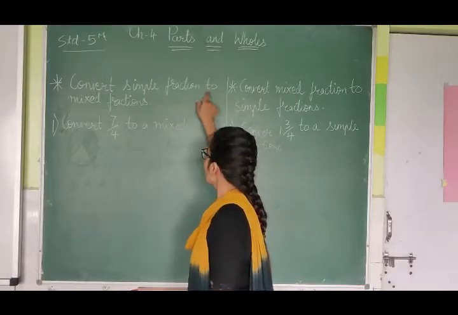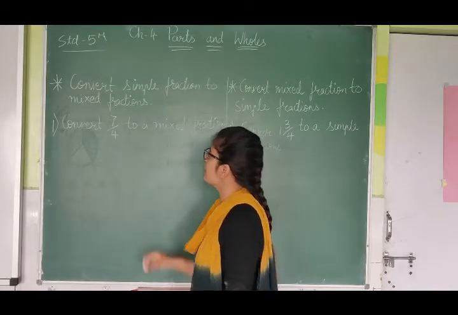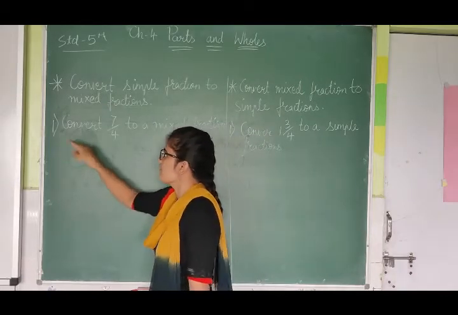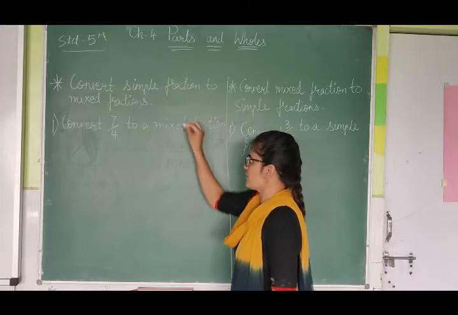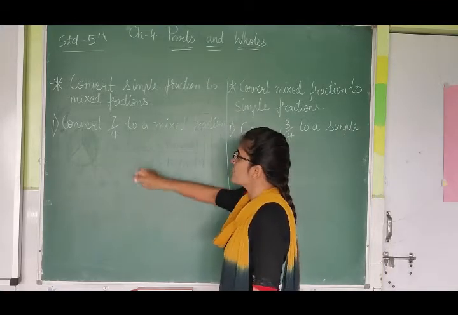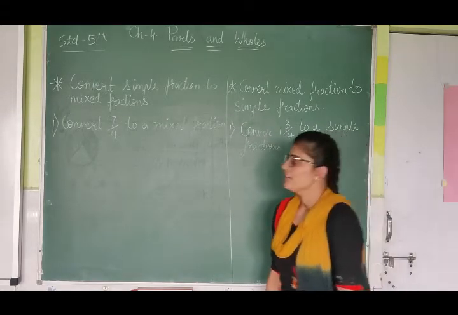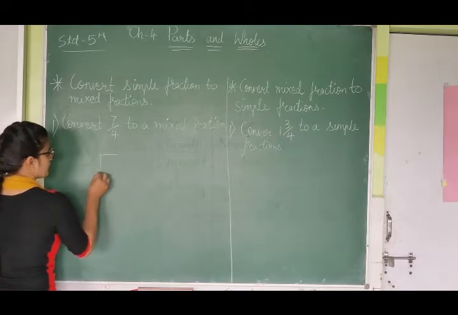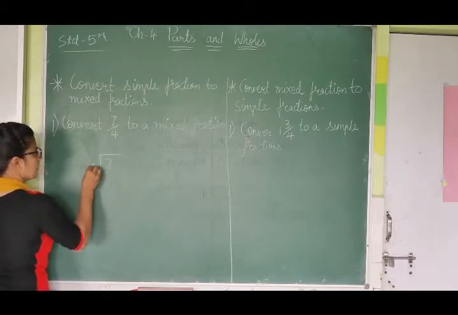Convert simple fraction to mixed fractions. Now here a simple fraction is given to you and you have to convert it into a mixed fraction. See, first one is given, convert 7 by 4 to a mixed fraction. Now first step, what we have to do, 7 by 4 means 7 is to be divided by 4. So let us divide it. So 7 will be written as the dividend and 4 as the divisor.